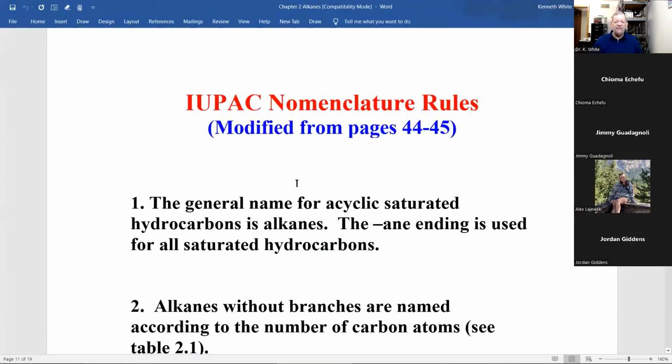All right, we're talking about how to name alkanes. And let's go to my whiteboard.